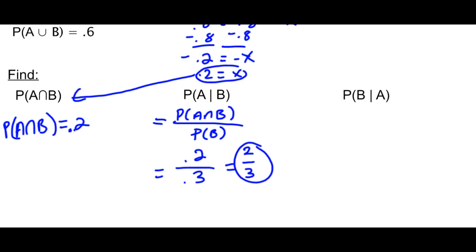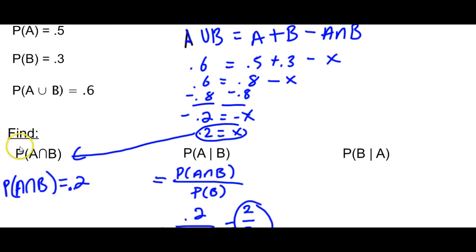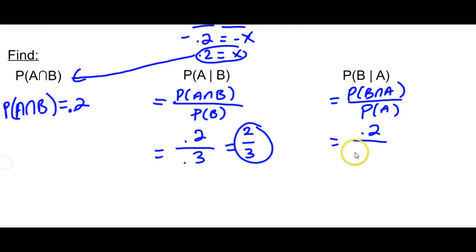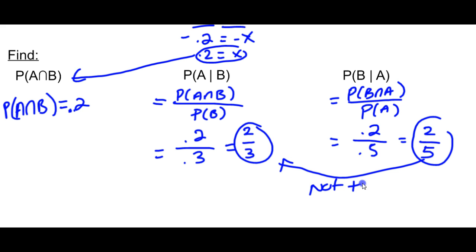Now let's look at the probability of B given A. We're using the same formula: the probability of B intersect A divided by, this time, the probability of A. The probability of B intersect A is the same thing as the probability of A intersect B, so that's going to be 0.2. The probability of A is 0.5, so we put 0.5. This is equal to 2 over 5. So notice that this and that are not the same. Please make that note. If you see these two types of questions, know that they're not going to be the same answers.